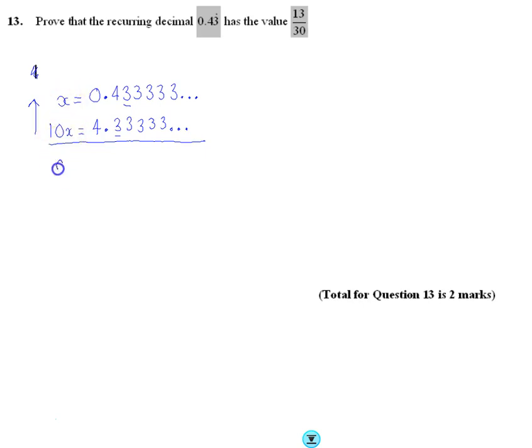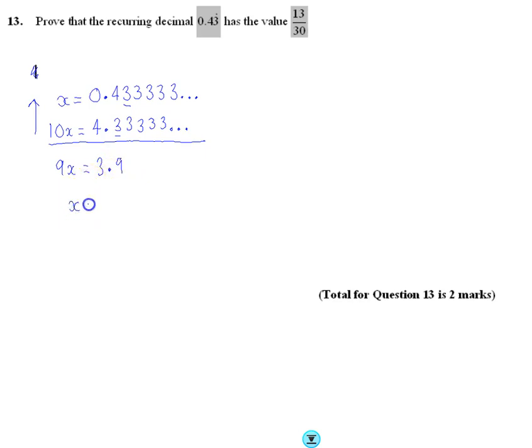So 10x minus x is 9x. 4.3 minus 0.4 is going to be 3.9. And then 3 take away 3 forevermore is going to be 0. So we get a terminating decimal now, not a recurring decimal.